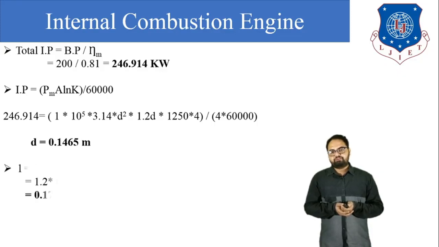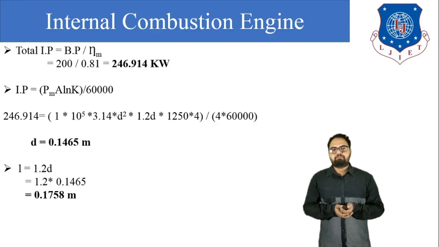Okay. So if we have the value of diameter, then we can easily get the value of L from the L by D ratio. The L by D ratio is 1.2. That means L is equal to 1.2 into D. So the answer is 1.2 into 0.1465. The final answer will be 0.1758 meter. That is the value of stroke length. Okay, so this is a very easy numerical. You can solve more numericals like this.